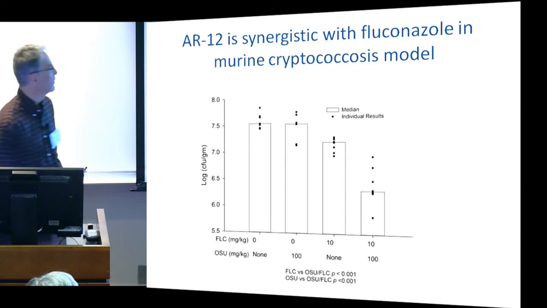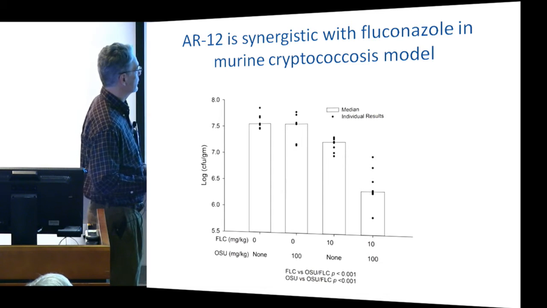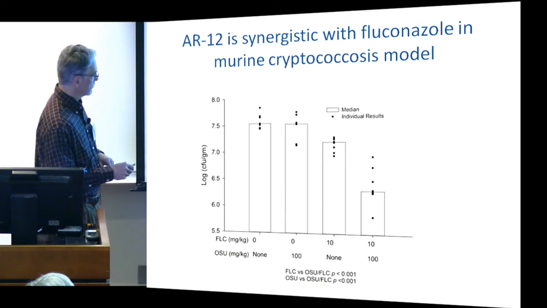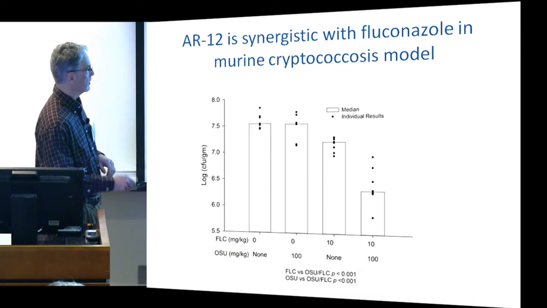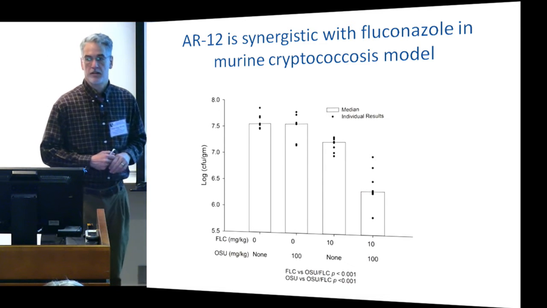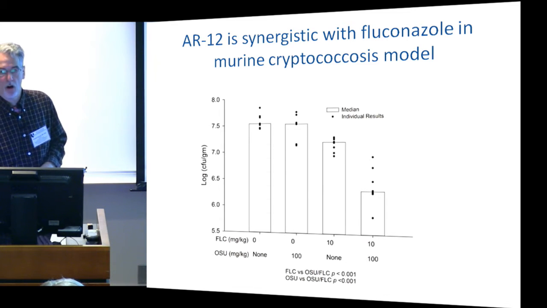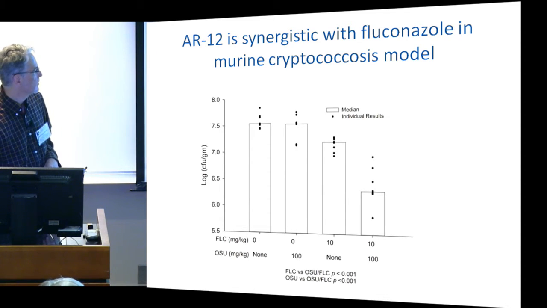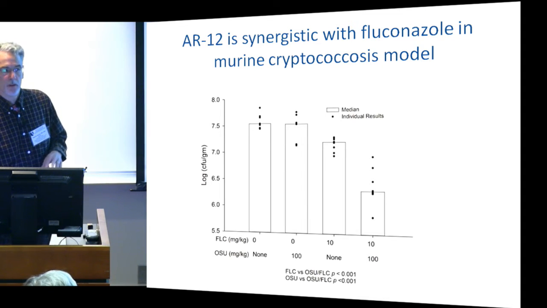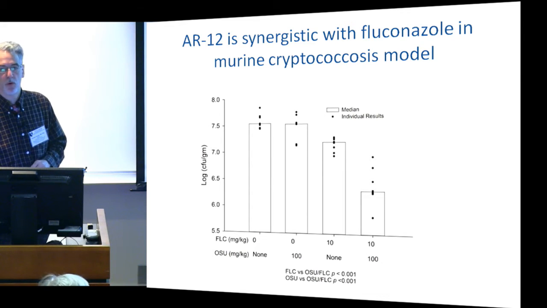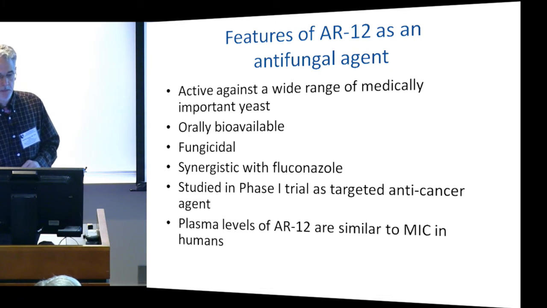And we see the same thing when we put it together in a mouse. So this is the same experiment that I showed you for tamoxifen. Here's basically no treatment, AR12, fluconazole, and then the combination improves activity dramatically. It's in the 1 log reduction. I'd like to see a little better than that, and I think formulation issues are preventing us from getting better activity. We may have turned the corner on figuring that out, so we may actually have a little bit better activity than I'm showing you here.